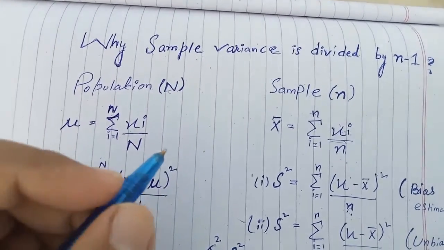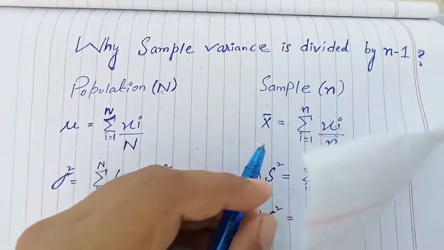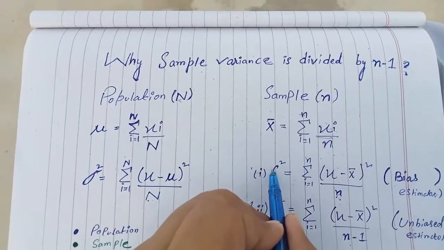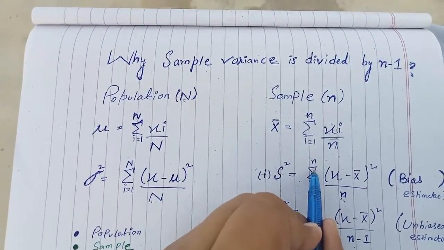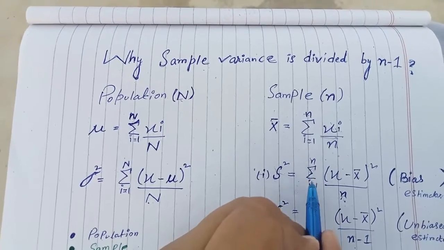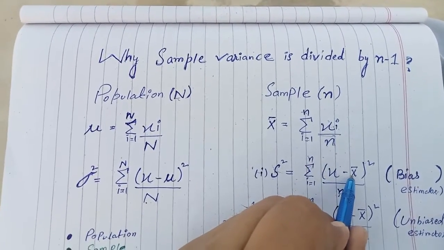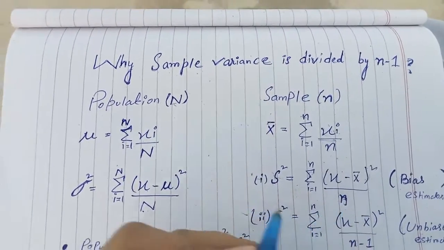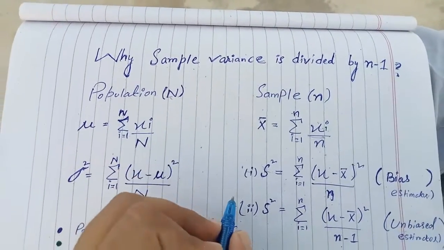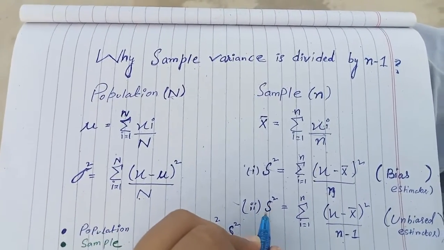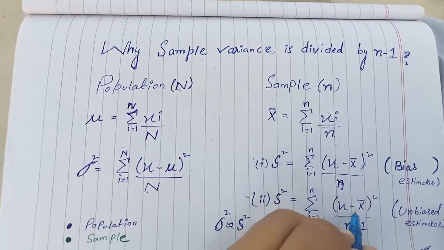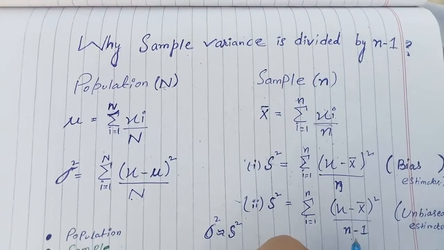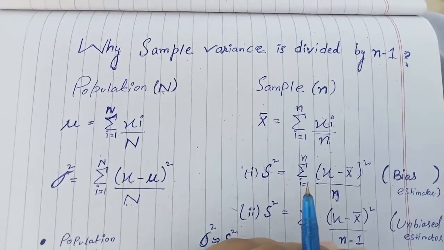Now, for the sample variance, there are two methods. The first one is a biased estimator. In a biased estimator, we do the summation from i to n of (xi minus x bar) whole squared, divided by n, small n. And the second formula is s squared: the summation from i to small n of (xi minus x bar) whole squared, divided by n minus 1. That is the important point.